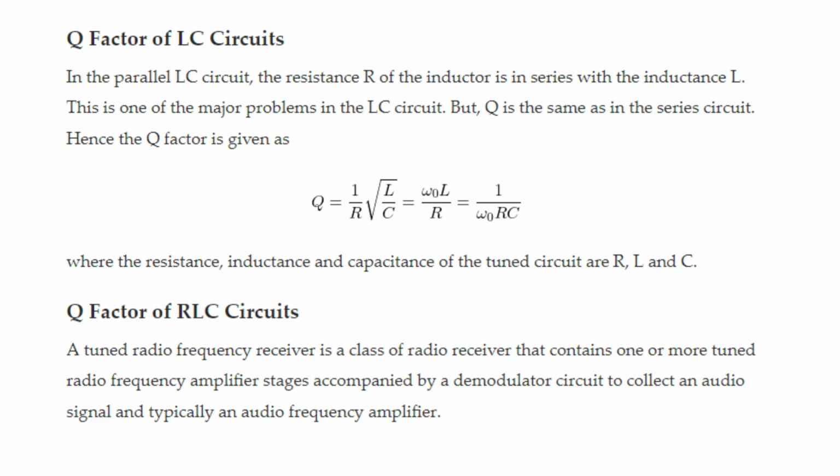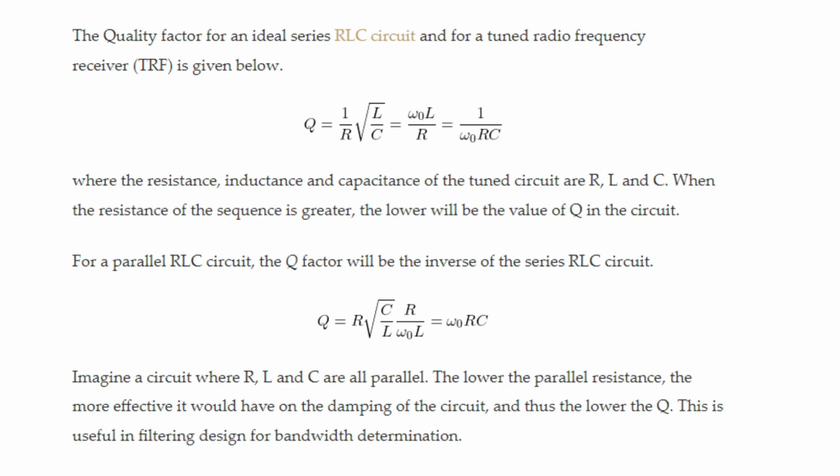And Q factor value of RLC circuit: resistance, inductance and capacitance circuits. A tuned radio frequency receiver is a class of radio receiver that contains one or more tuned radio frequency amplifier stages accompanied by a demodulator circuit to collect an audio signal, and typically an audio frequency amplifier. So the quality factor of an ideal series RLC circuit and of a tuned radio frequency receiver is represented by Q equal to 1 by R into root of L by C, or omega naught L by R, which is equal to 1 by omega naught into R into C, where the resistance, inductance and capacitance of the tuned circuit are R, L and C.